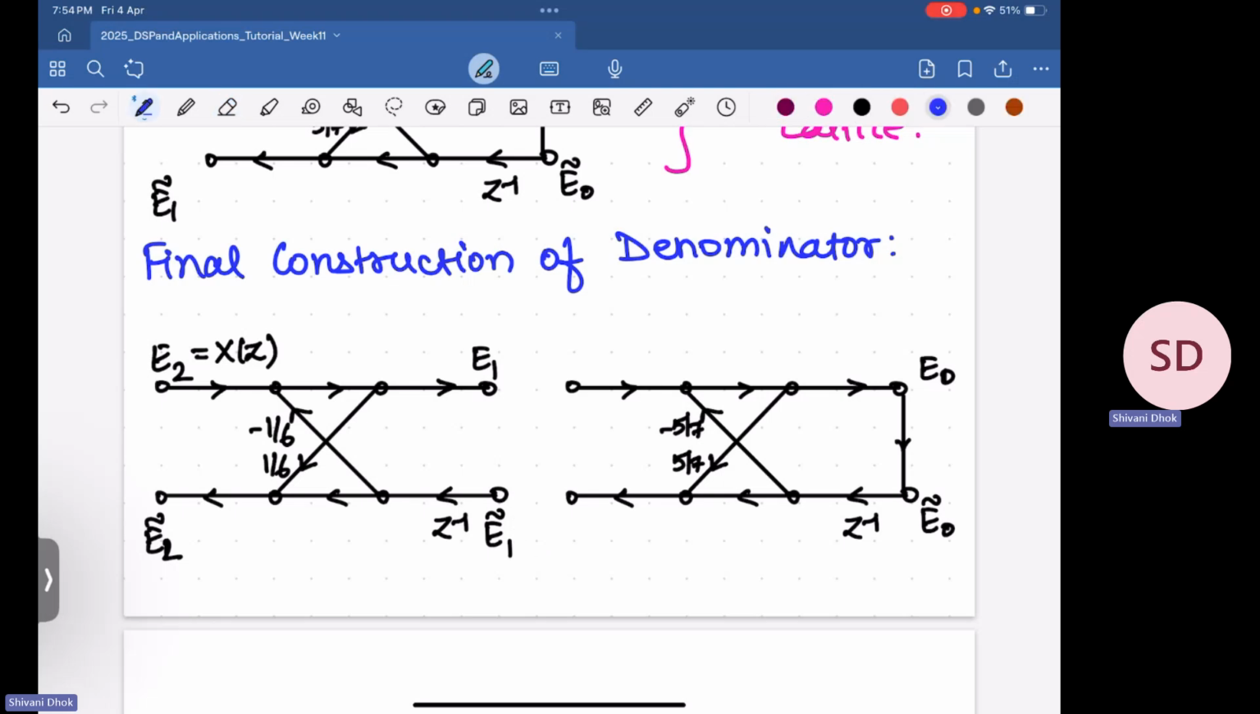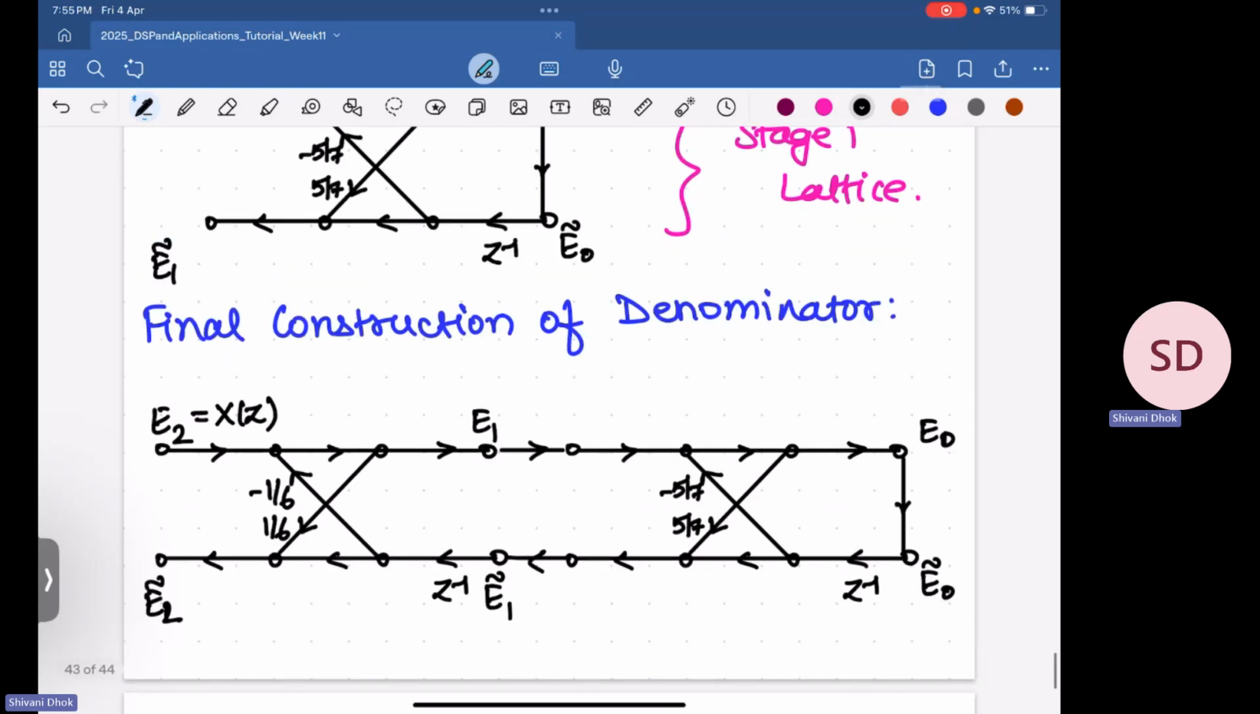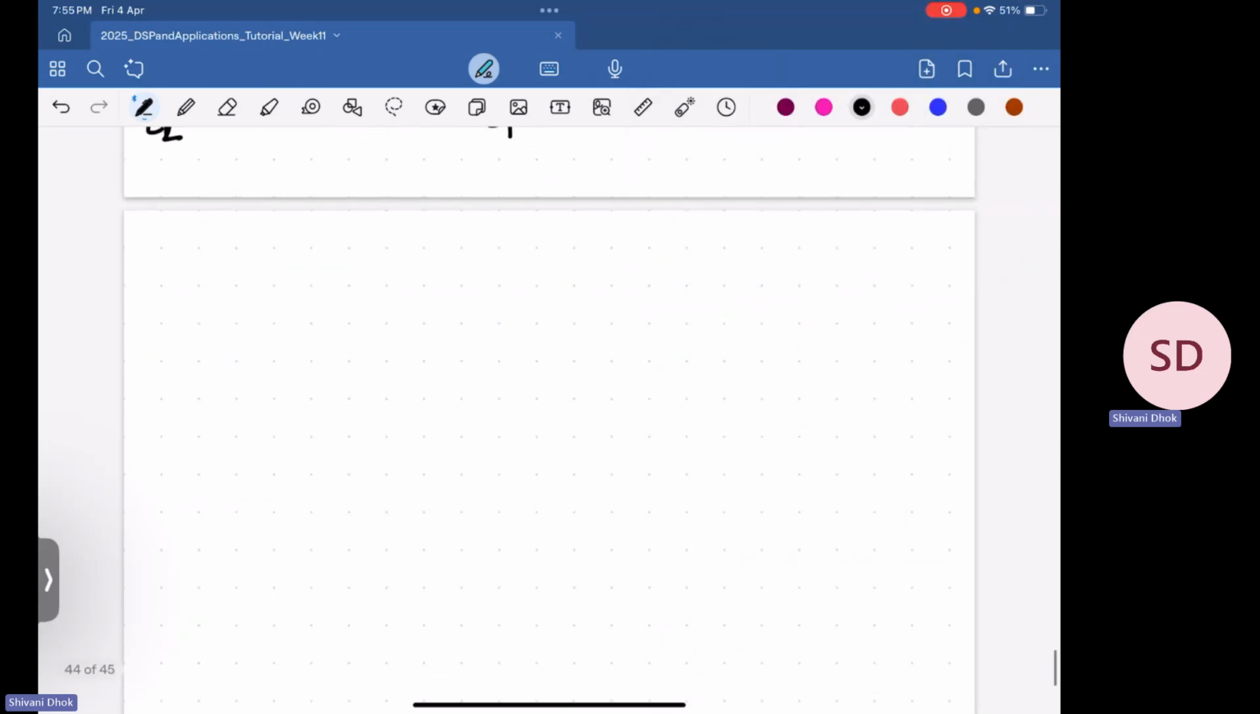And this simply gets connected like this. So this is the realization of my, sorry, opposite direction. This is the realization of my denominator. Now denominator is done. Now what is remaining? Now the remaining thing is the numerator. So let us do the numerator now. So that is the final step. That is step 2.